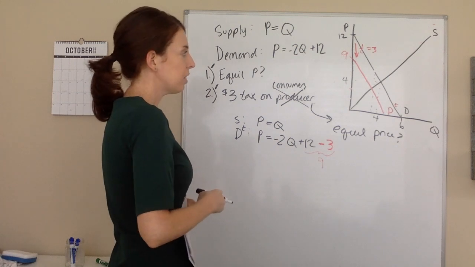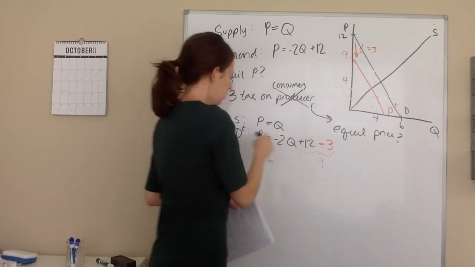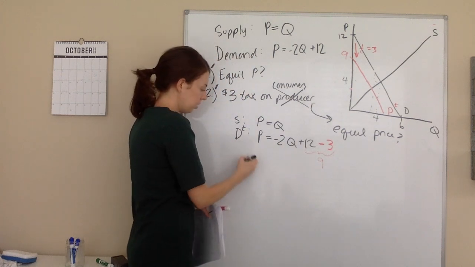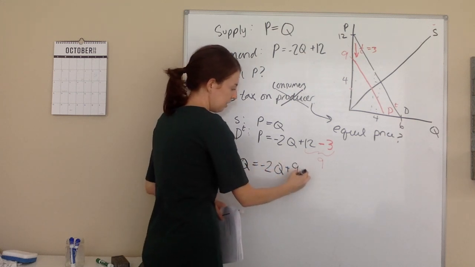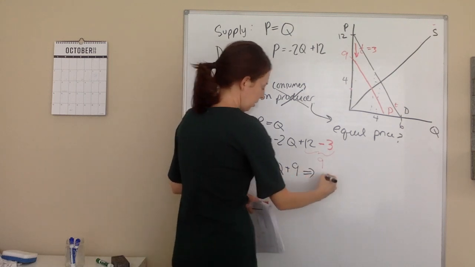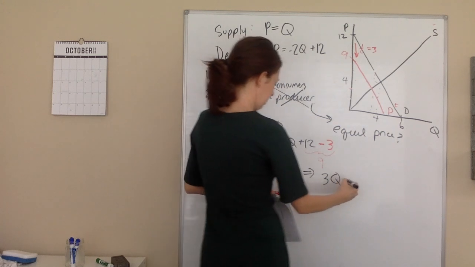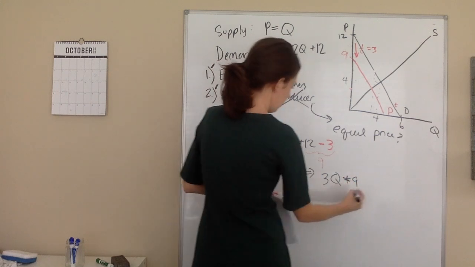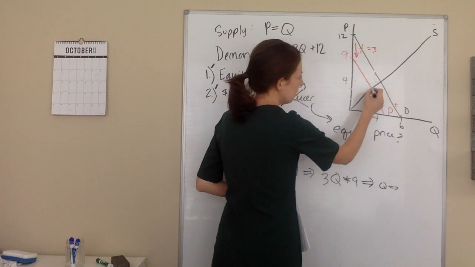Okay, so to calculate the new equilibrium price, which is going to be down here, you simply set the supply and demand equal to each other. So you're going to have Q equals negative 2Q plus 9. If you rearrange terms, you get 3Q plus 9 equals 9. And this gives you Q equals 3.